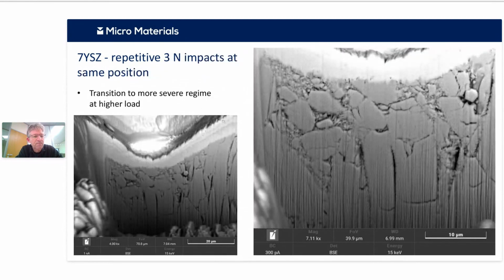So if we do that same sort of test, but under much more severe conditions, then we can see something quite interesting. We're getting transition to something looking much more like a fatigue type mechanism, where we're now getting this very, very fine scale debris, this sub-micron debris, and this complete breaking up of the structure. So we're able to do two types of tests here.